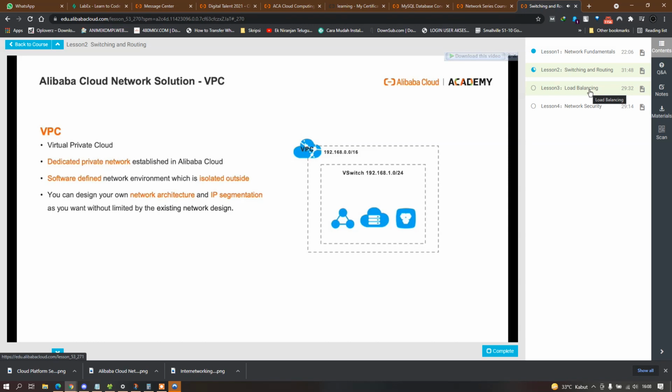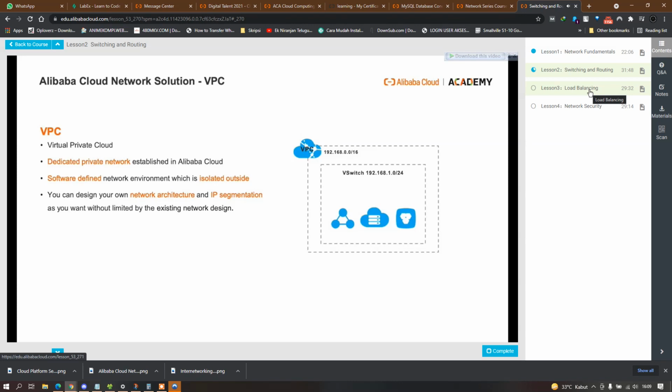And also you can design your own network architecture and IP segmentation as you want, without being limited by the existing network design. This is a big advantage of VPC, because as we know, if we are using the traditional data center or traditional network architecture, the IP address design or the IP segmentation is, to a very big degree, decided by the existing IP address design, right?